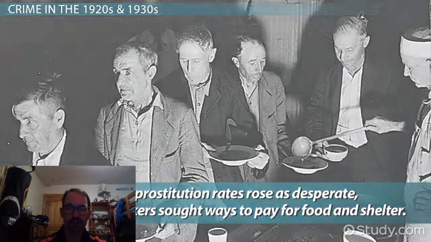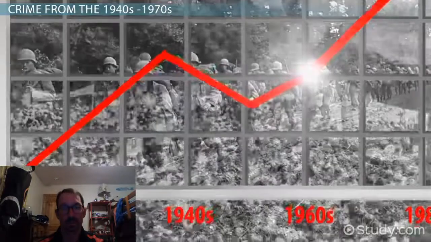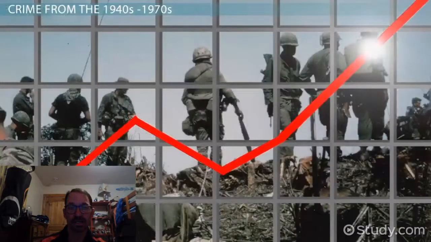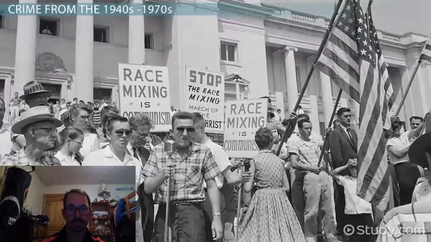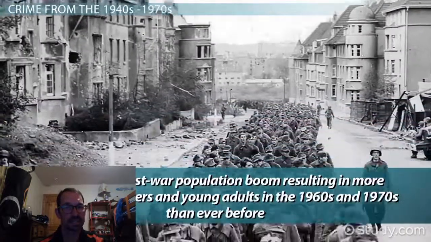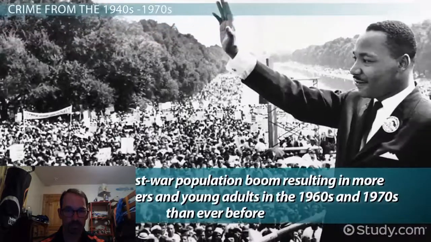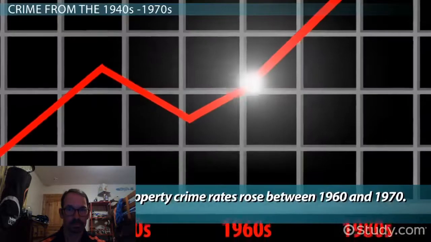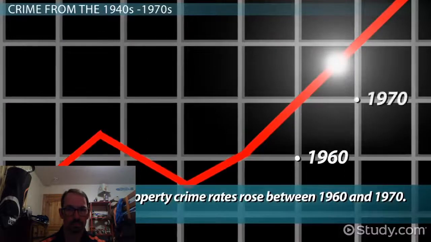Crime rates rose again after World War II, slowly increasing during the Civil Rights era and Vietnam War. There were many instances of civil disobedience, including rioting and protests. Additionally, there was a post-war baby boom, resulting in more American teenagers and young adults in the 1960s and 1970s than ever before. Both violent and property crime rates rose between 1960 and 1970.